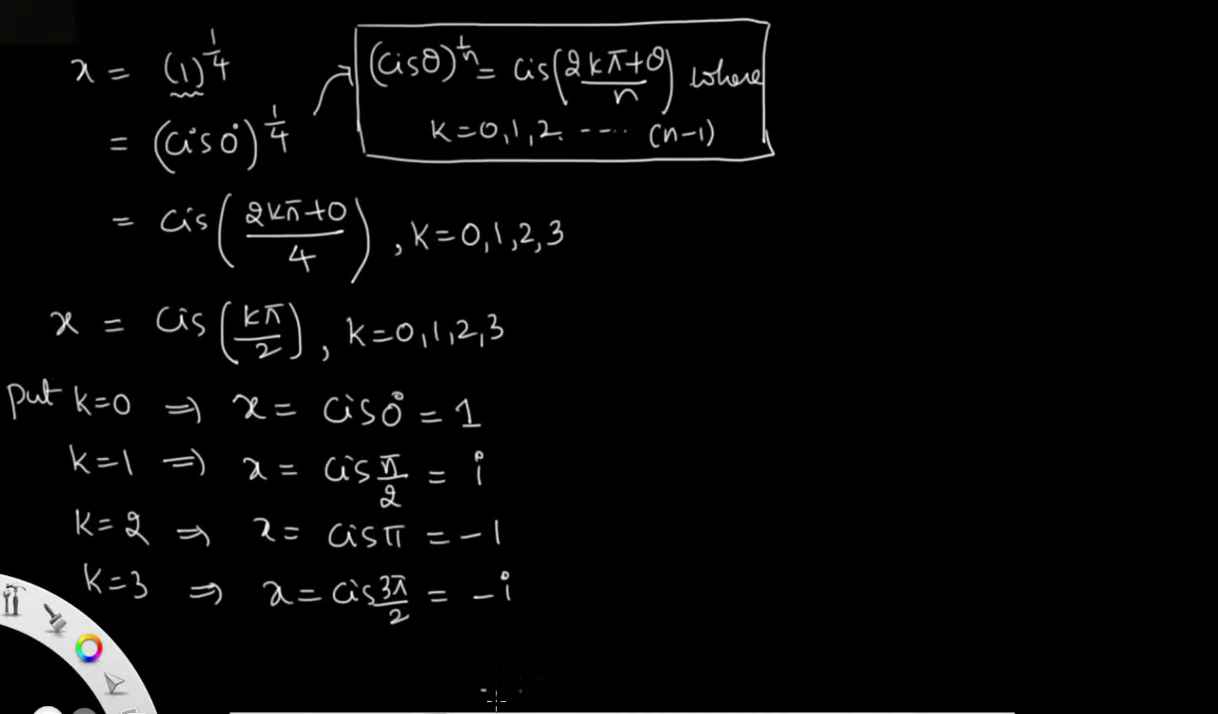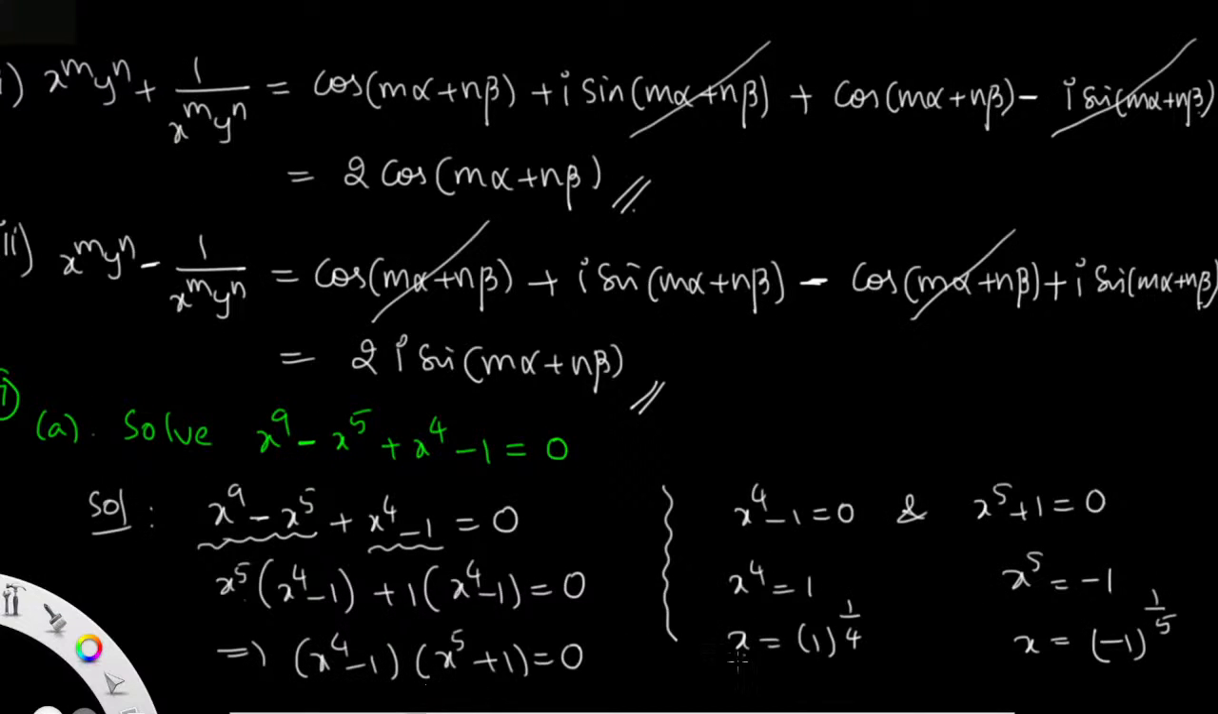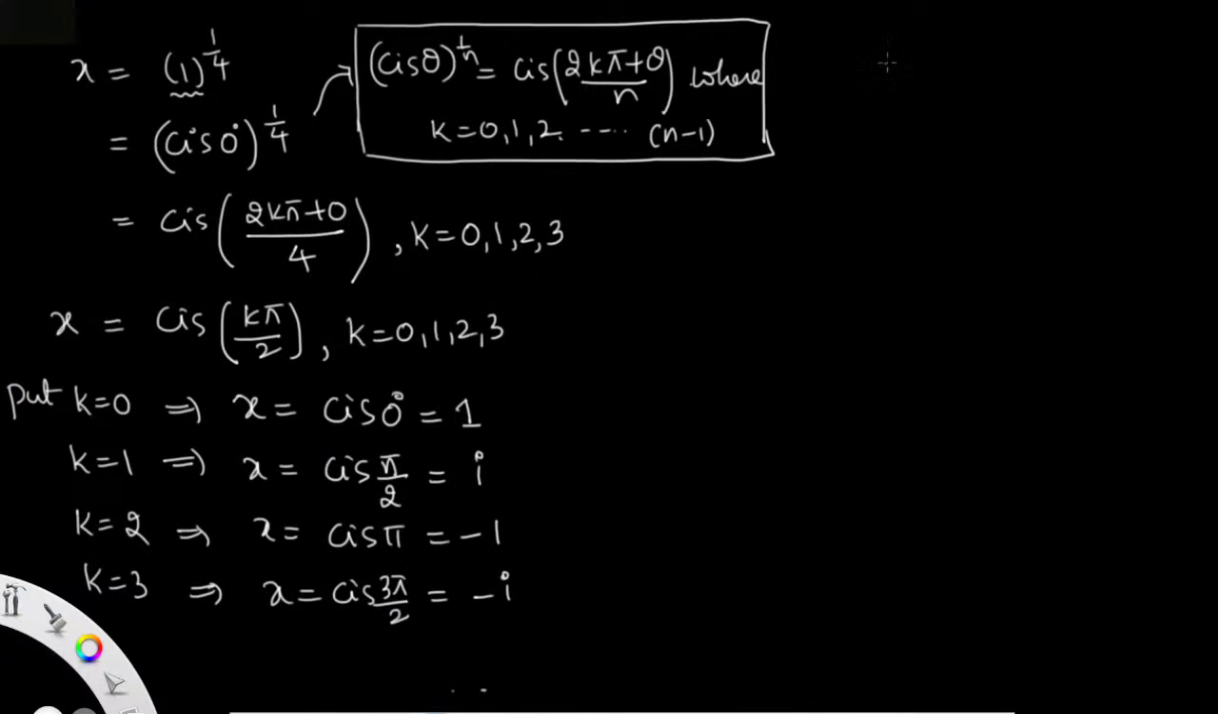In a similar way, just as x equal to 1 to the power of 1 by 4 earlier, similarly x equal to minus 1 to the power of 1 by 5 gives the 5th roots of unity. So write here x equal to minus 1 whole to the power of 1 by 5. Now find the 5th roots of unity by using this formula.